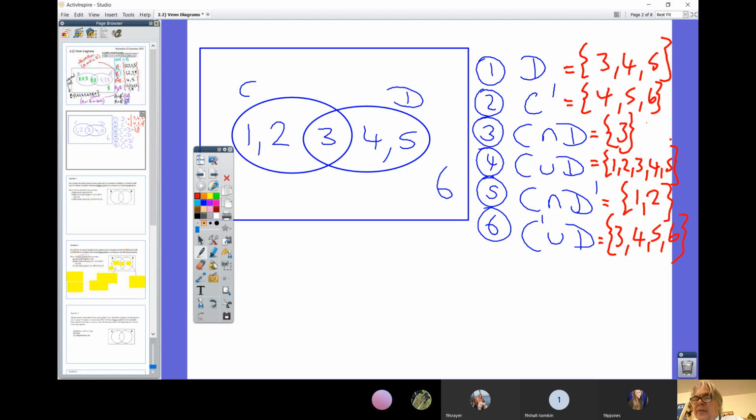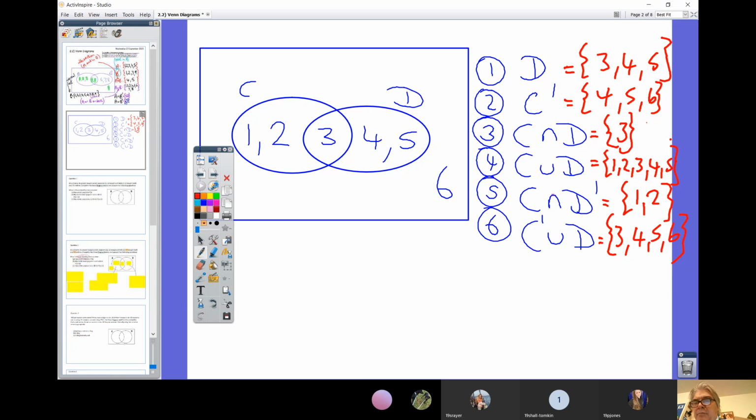Because that sign in the middle means something different. In question 5, to be allowed into the club, you had to be both those things. You had to be both in C and also not in D. It's a much harder club to get into. Whereas number 6, you've only got to meet one of the 2 criteria.